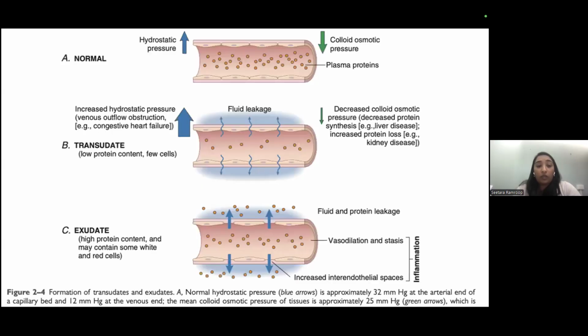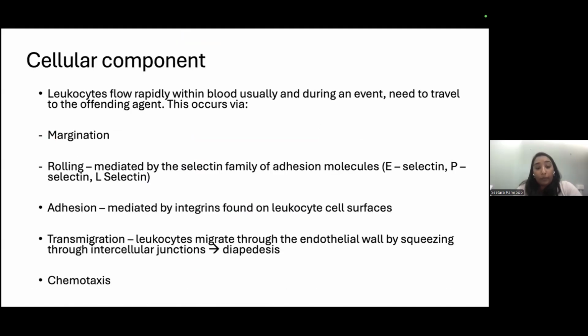And this is just a sort of summary to explain how the exudation occurs. Now, with the cellular component, it looks at the immigration of the leukocytes. So this is actually mediated by the chemokines. So the leukocytes, as we said, would flow rapidly within the blood vessel and would be pushed to the periphery due to the stasis and the hyperviscosity within the vessel. Margination is that process where they are pushed to the periphery.